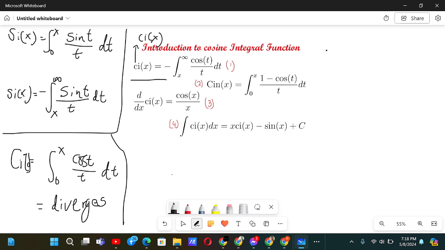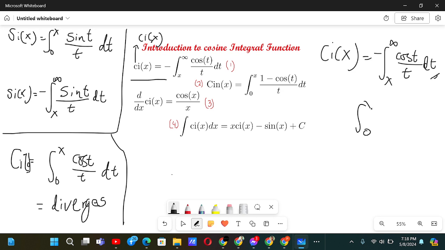But the cosine integral function can be defined another way, where it converges, that is minus the integral from x to infinity of cos t by t dt. Now this is the Ci function, and while dealing with Ci, we will also come across another function, so we also give it a name. It is the integral from 0 to x of 1 minus cos t by t dt.